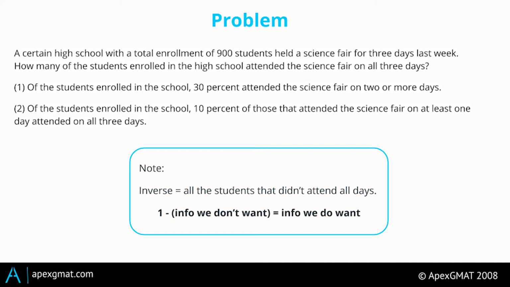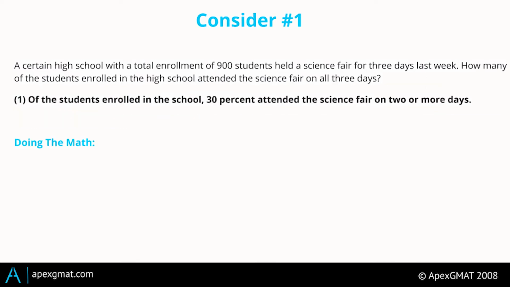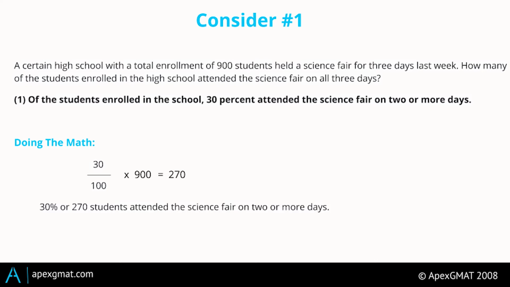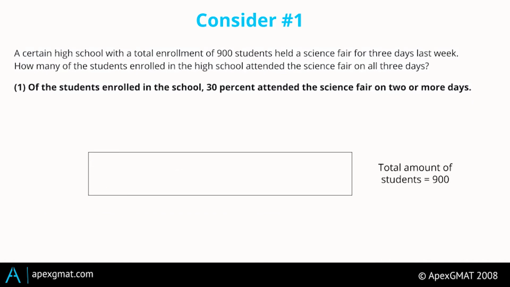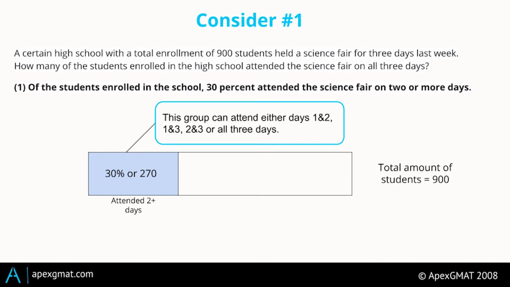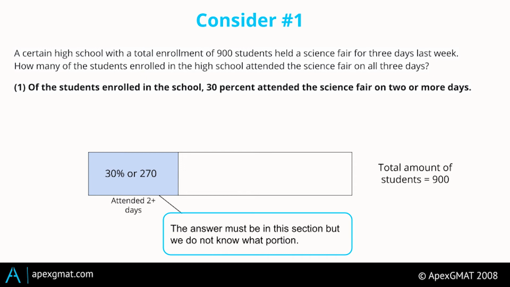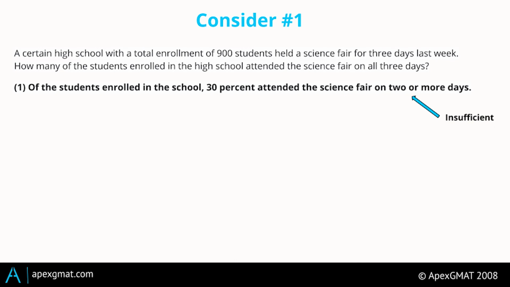Let's take a look. Number one is telling us that 30% or 270 of the students attended 2 or more days. If we break this up into a chart, we see this block that's undefined, but we know that 270 attended either 2 days or 3 days. Some mix of them, but we don't know that mix. Therefore, this doesn't give us what we need from the box, and it's insufficient.